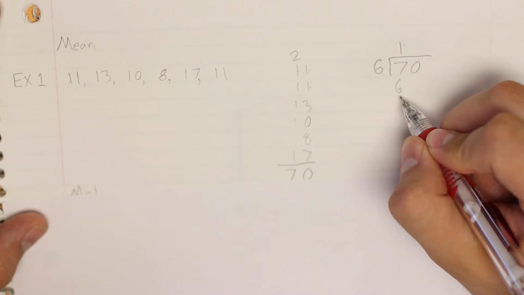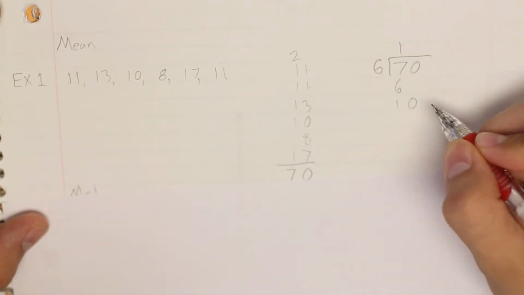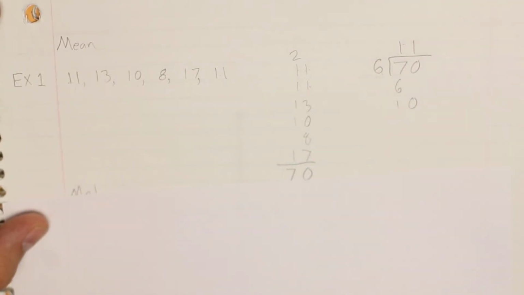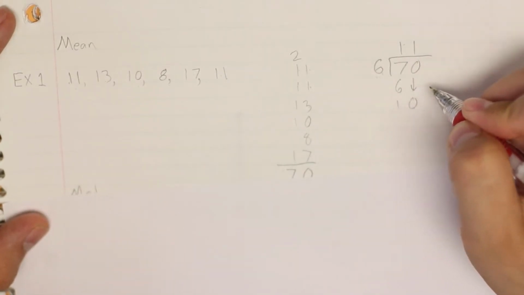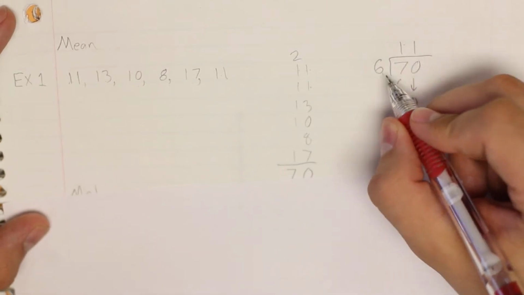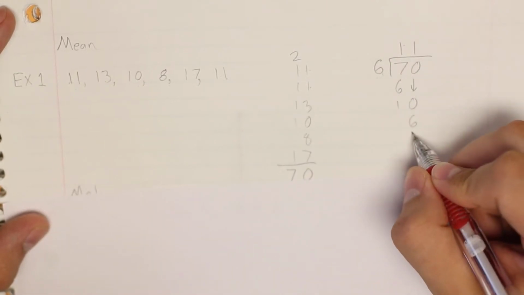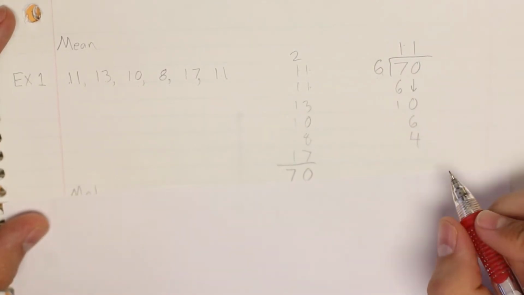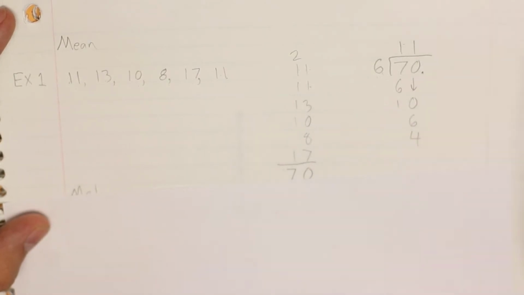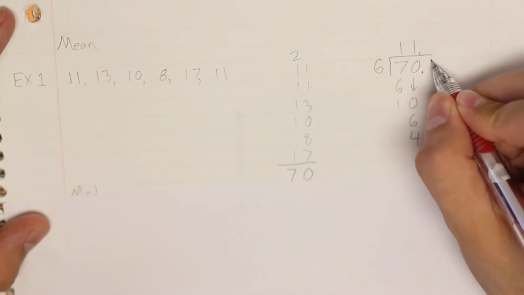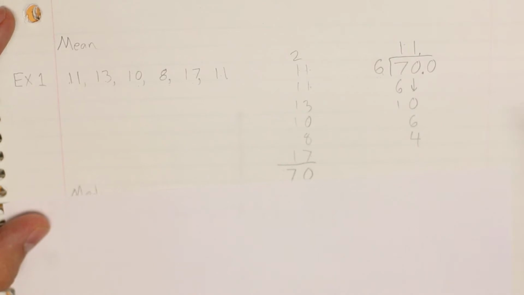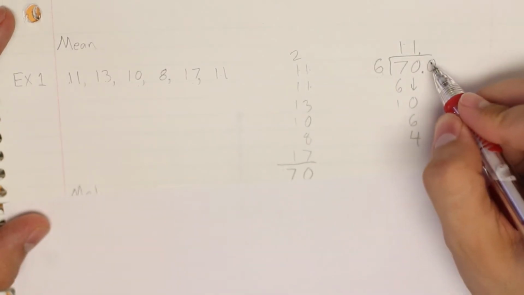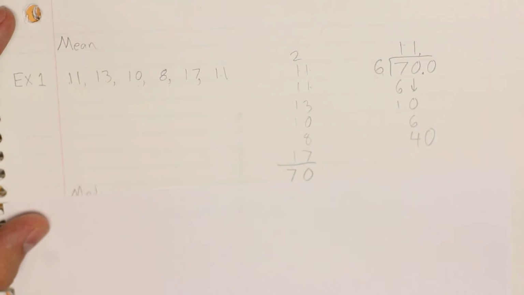Multiply back, get 6. Subtract, get 1, bring down the 0, get 10. Multiply back, you get another 6. Bring down the 0 if you're wondering where that 0 came from. Multiply back, you get 6. Bring it down, you get 4. Put your little decimal right there. Put your 0 right there. Bring it down. Now, you're going to have to work out the mean as far as it tells you to.